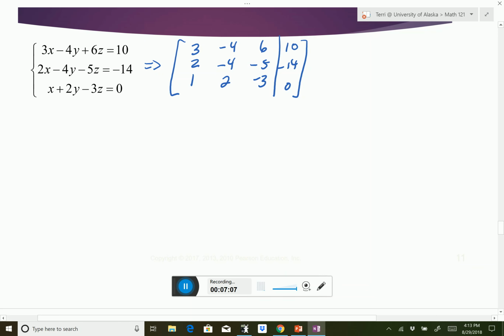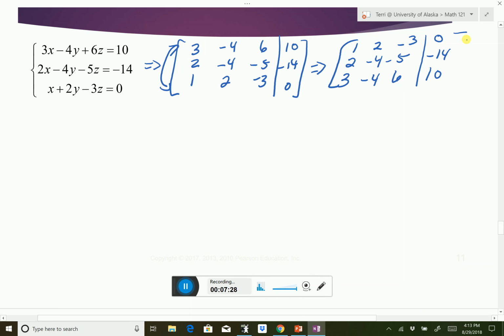1. So I'm going to switch 1 and 3 so that I can make this 1, 2, -3, 0. I'm going to keep this one the same. And the last row, first row became the last row. So that's all I did. So now that this is a 1, now I need to make these two guys equal to 0.